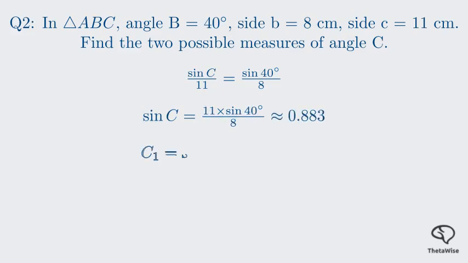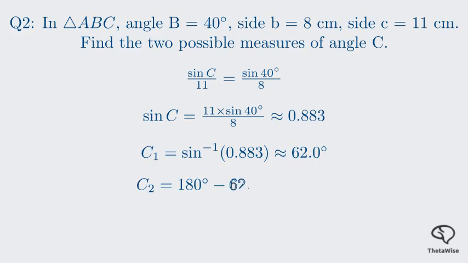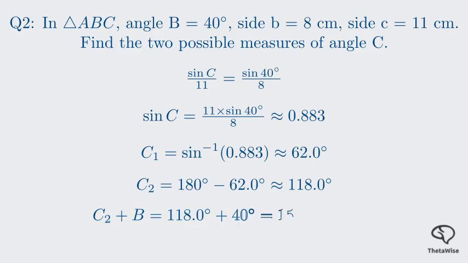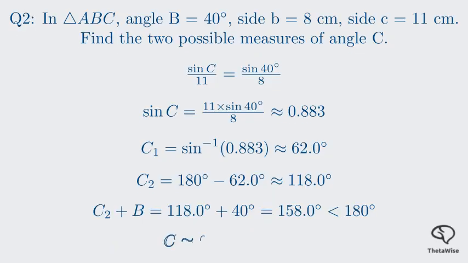The first solution is inverse sine of 0.883, which is about 62.0 degrees. This angle is acute. The second solution is the obtuse angle, 180 degrees minus 62.0 degrees, which is 118.0 degrees. Now, we check if this obtuse angle is valid by seeing if it can form a triangle with the given angle B of 40 degrees. 118.0 plus 40 equals 158.0 degrees. This is less than 180 degrees, so it's a valid triangle. We have two possible solutions. The two possible values for angle C are 62.0 degrees and 118.0 degrees.